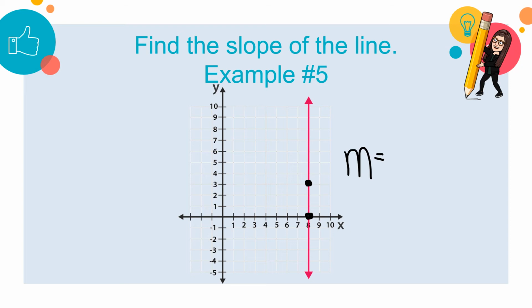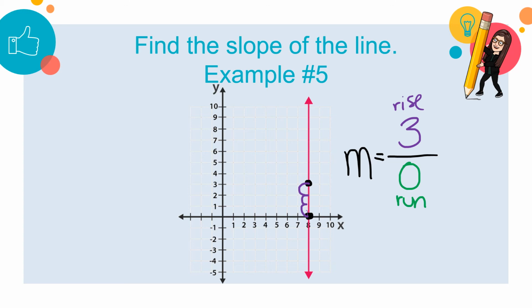So let's start by approaching this the same way. Let's talk about our rise. I rise 1, 2, 3. Yours might be 5. Someone else's might be -2. Doesn't matter. Run though, I'm not running. I'm going 0 left or right. If you forget, type that in your calculator and see what happens.